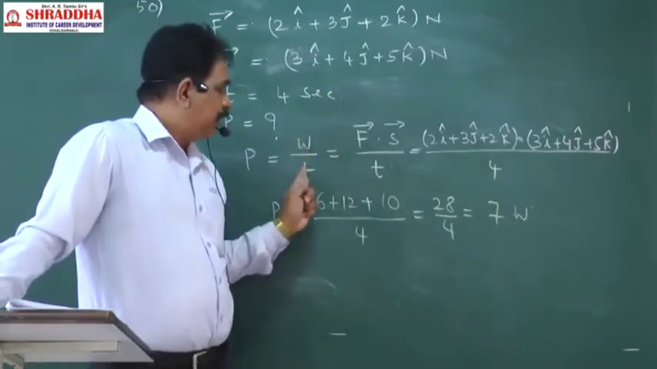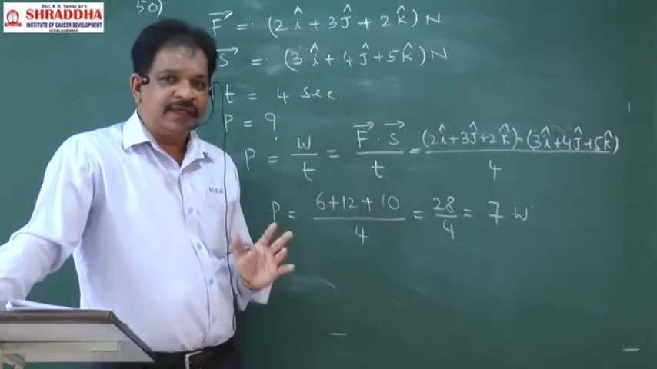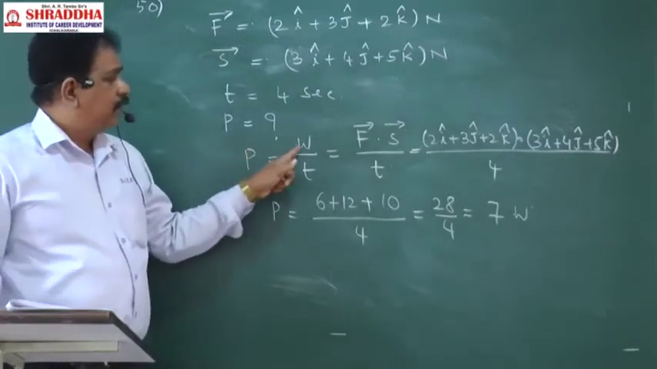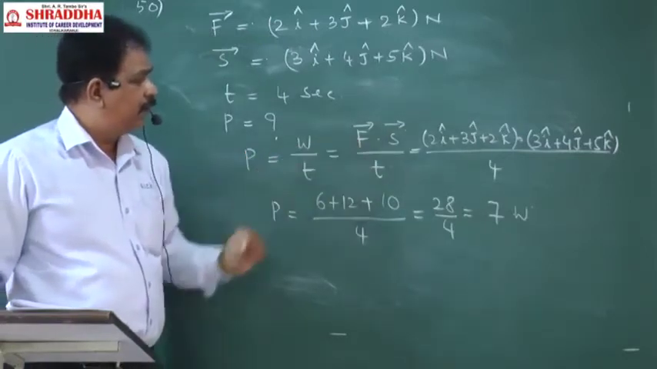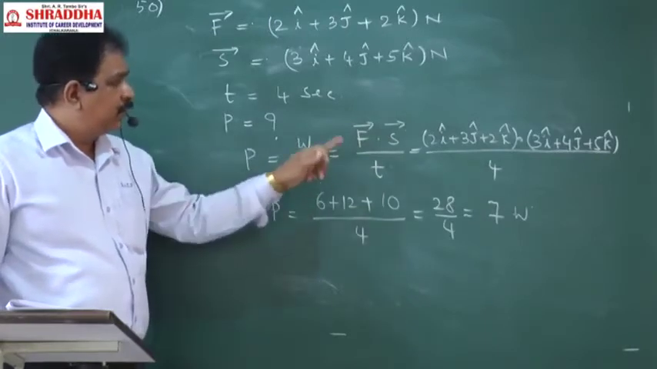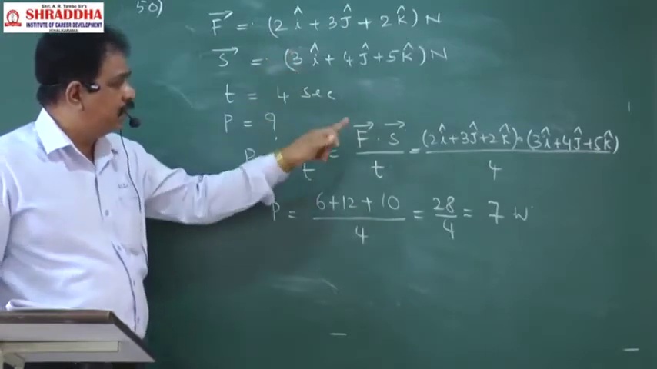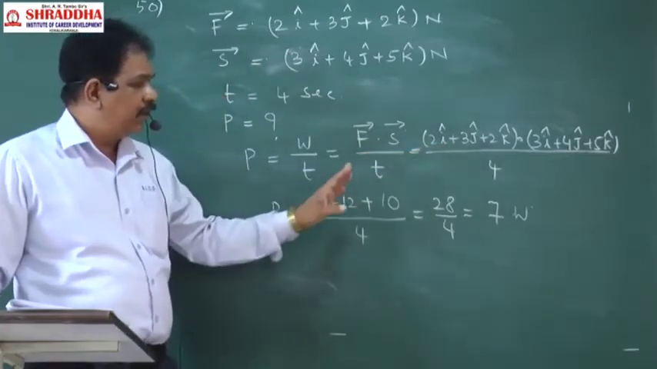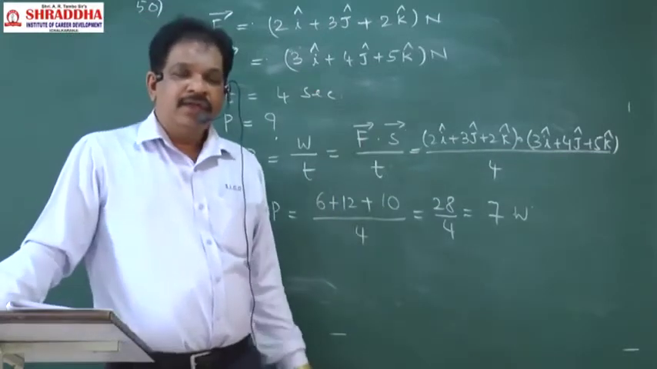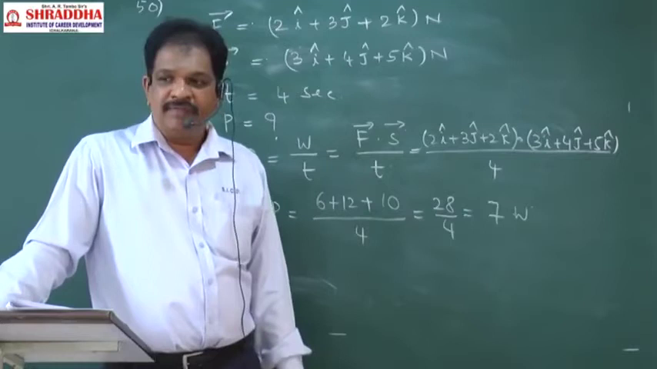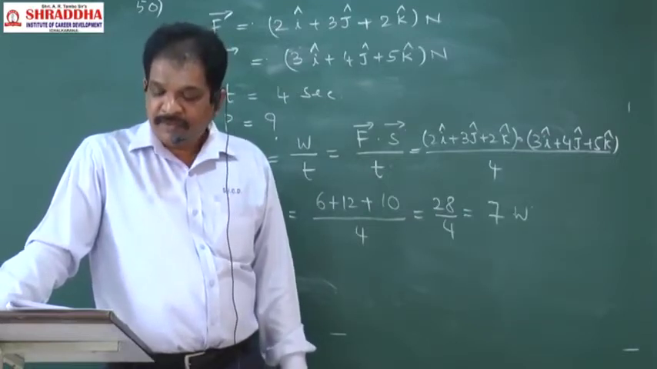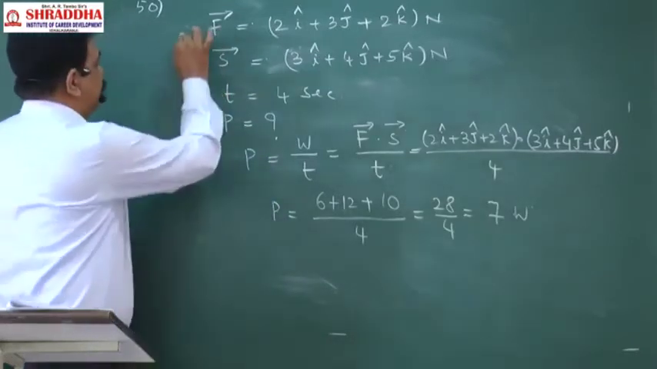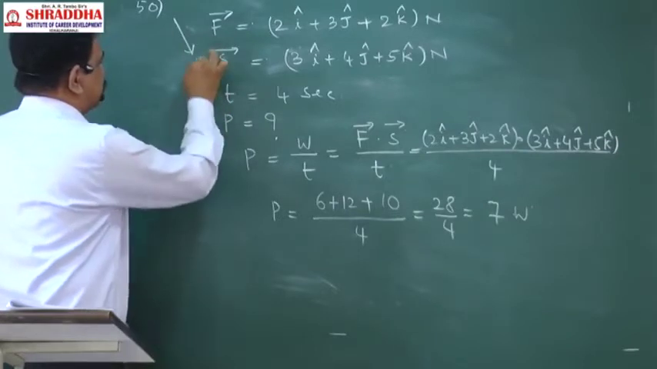Power means rate of work done in 1 second. How much work is done, that will be called the power. Work done formula will be F bar dot S bar. F bar, S bar already given. We substituted here, we calculated the dot product. We got answer as 7. Unit of power will be watt, so it will be 7 watt. So the answer for this will be C. 50, it will be C.